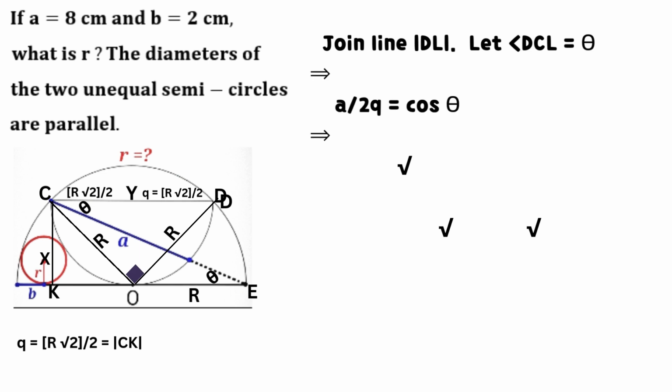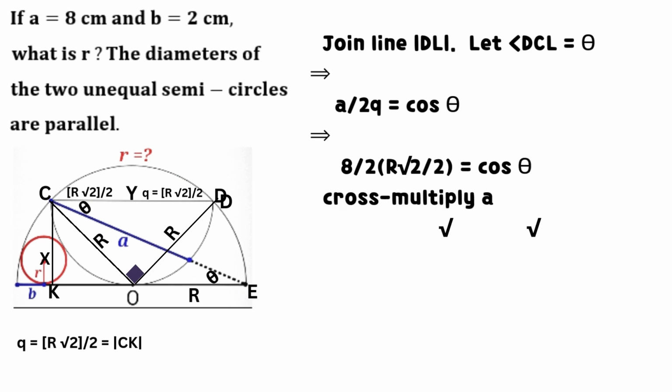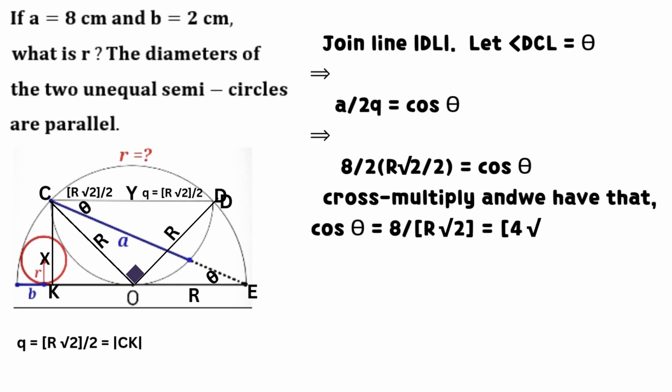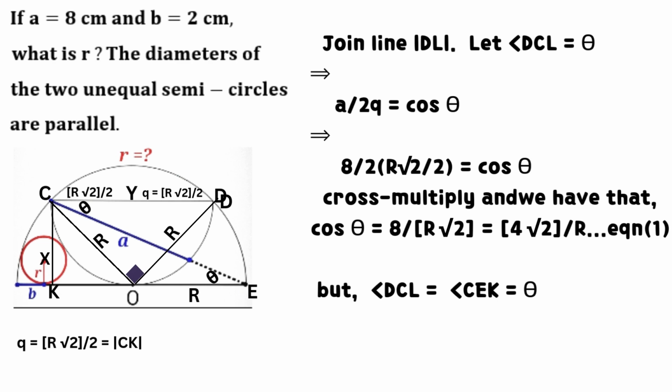Join line DL. Let angle DCL equal theta. It means that 8 divided by 2 times Q equals cosine theta. Hence, 8 divided by 2 times half the product of R and the square root of 2 equals cosine theta. Cross multiply and we have that cosine theta equals 4 times the square root of 2 divided by R. We call it equation 1. But angle DCL equals angle CEK, which equals theta.